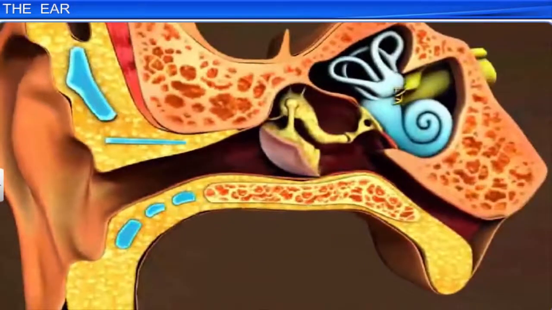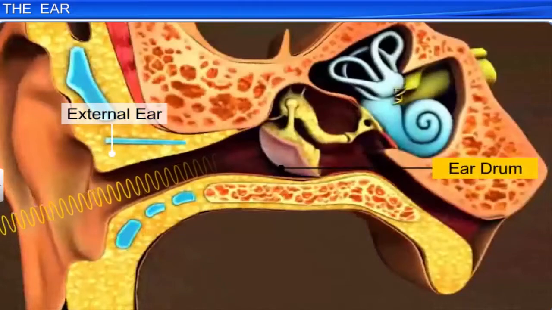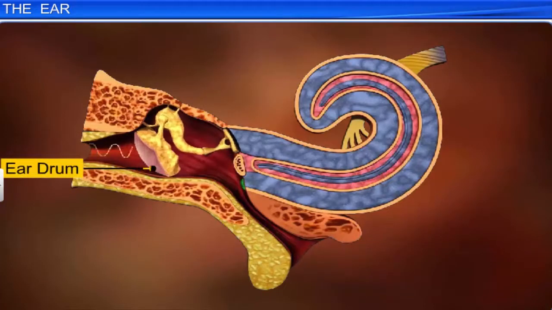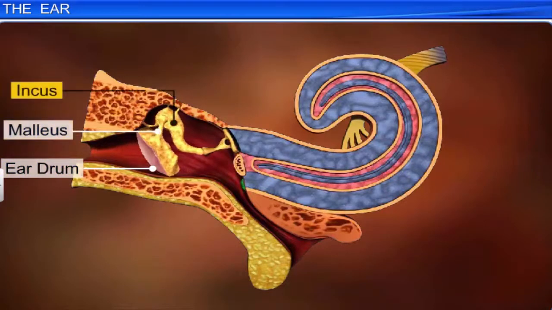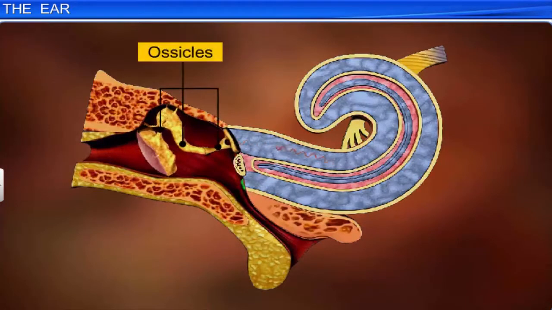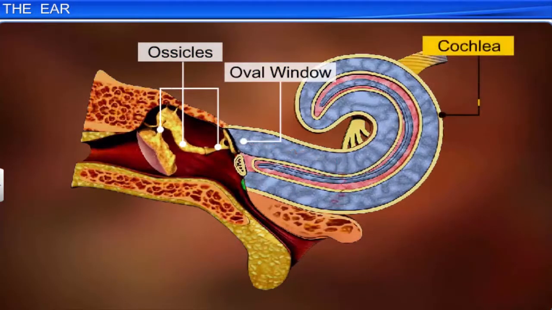Now we'll see how the ears enable us to perceive sounds. The external ear receives sound waves and directs them to the eardrum. The eardrum vibrates in response to sound waves and transmits them through the ear ossicles, the malleus, incus and stapes to the oval window. The ossicles in turn amplify the sound and pass the vibrations through the oval window to the fluid of the cochlea.